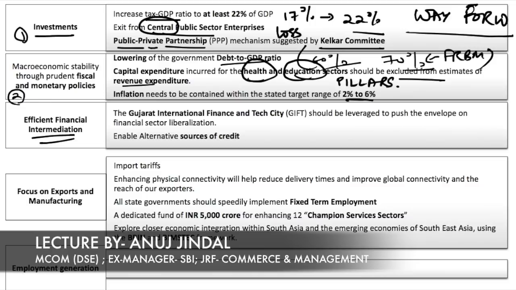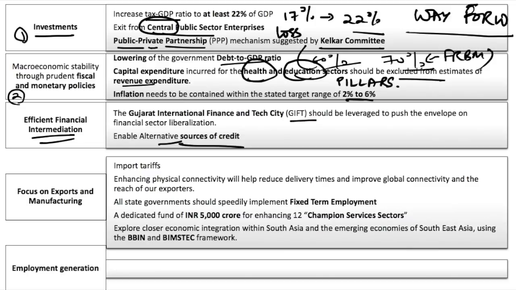Financial intermediation. The GIFT City should be leveraged to push the envelope on financial sector liberalization, and alternative sources of credit have to be encouraged. Presently, the country is heavily reliant on the banking sector for its credit needs, and the majority of depositors invest into the banking system. Other sources of credit like capital markets or debt markets have to be grown. The depth in these markets has to be further increased, so that more and more people can take advantage of these markets, and at the same time more people have access to finance.